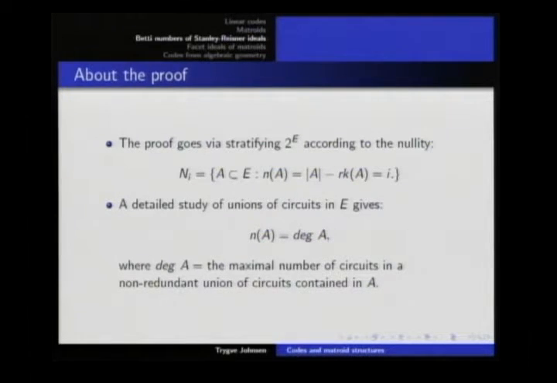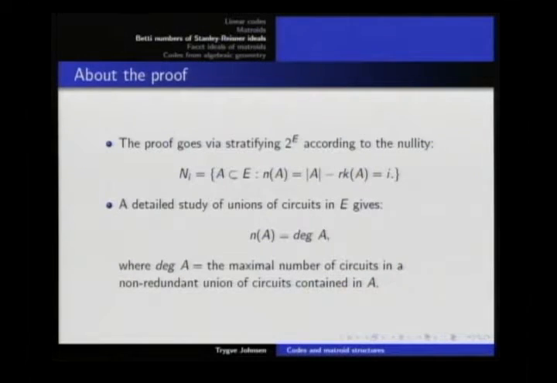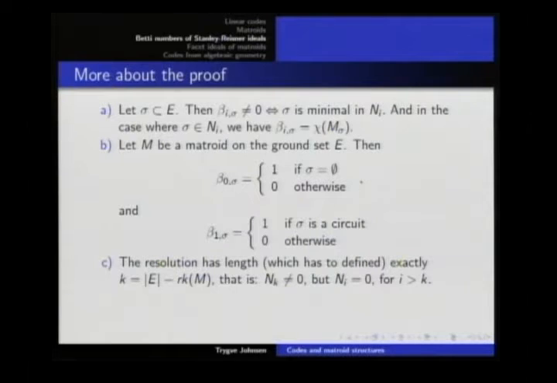And then it turns out that, you remember what N_i was? Here it says. It goes with nullity i. And it turns out that beta_i,sigma is not equal to 0 if sigma is minimal in N_i. And yeah, you have some more technical information here.